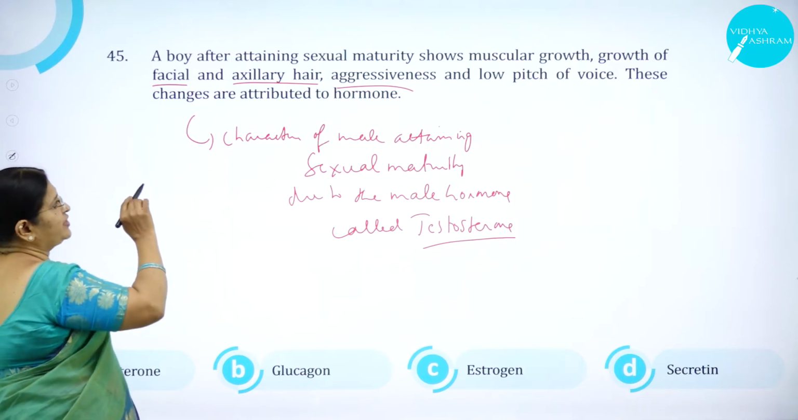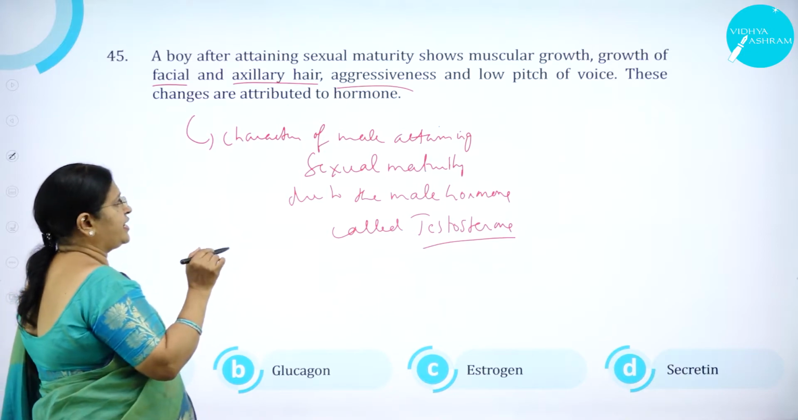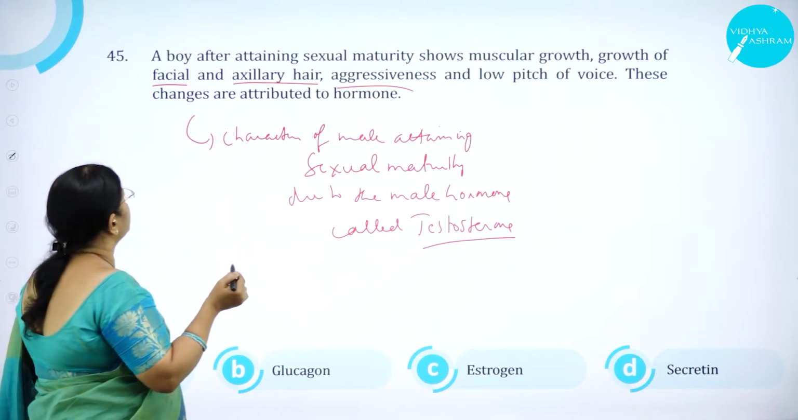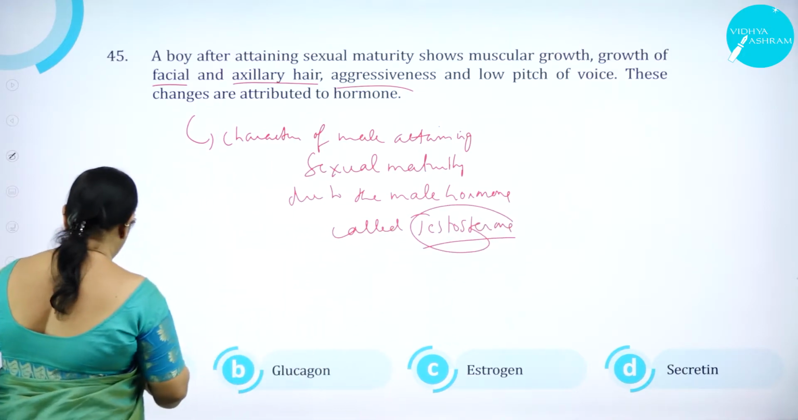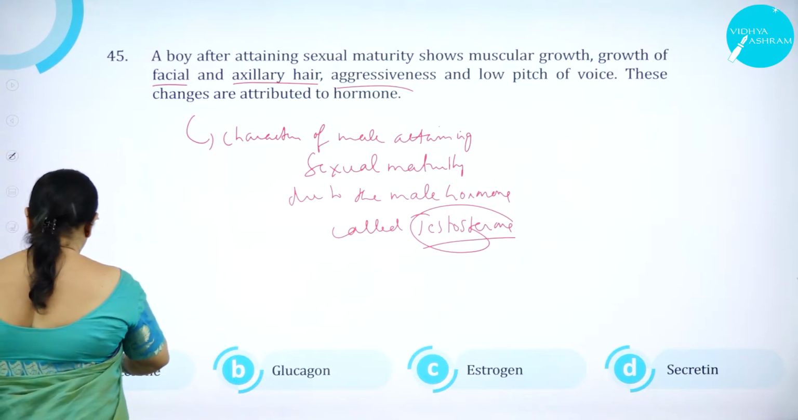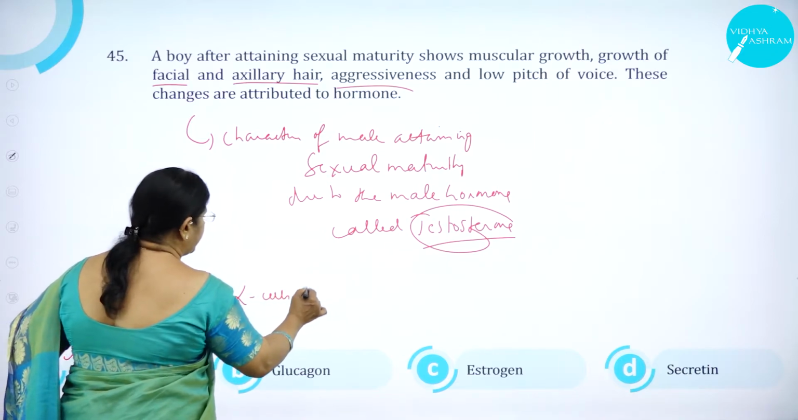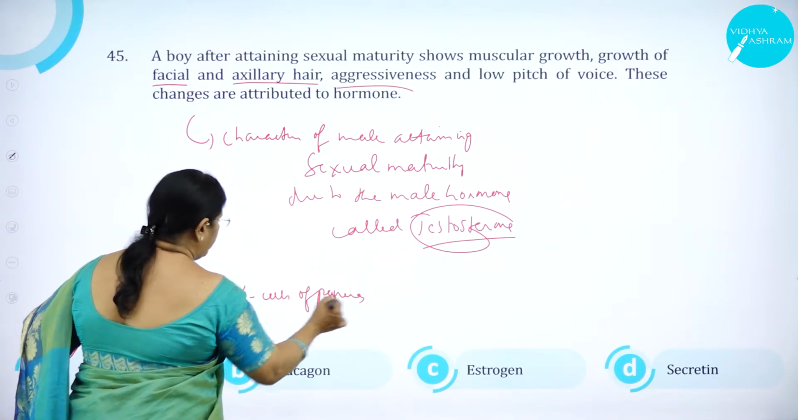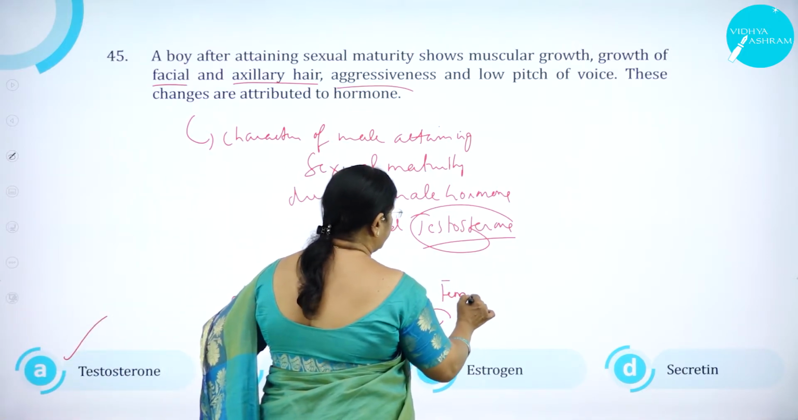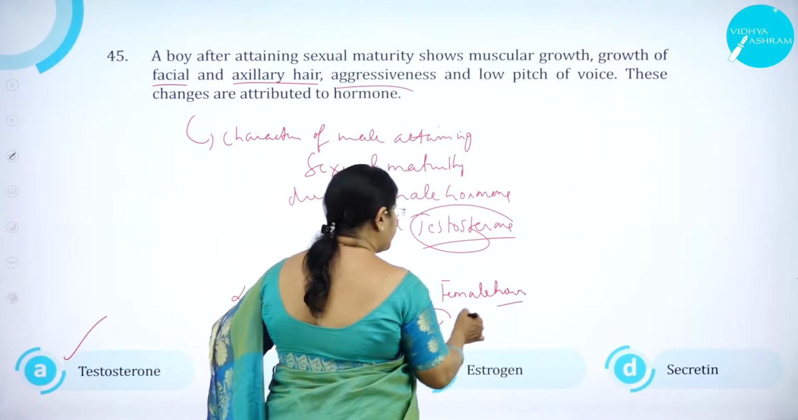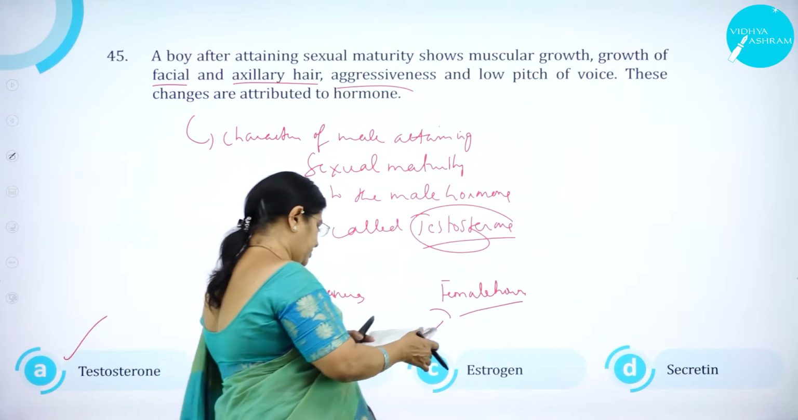So a boy after attaining sexual maturity shows muscular growth, growth of facial and axillary hair, aggressiveness and low pitch of voice. These changes are attributed to which hormone? Testosterone. So option A, testosterone is correct. Glucagon is what? Alpha cells of pancreas produce glucagon. Estrogen is a female hormone. Estrogen is responsible for the formation of female secondary sexual characters.